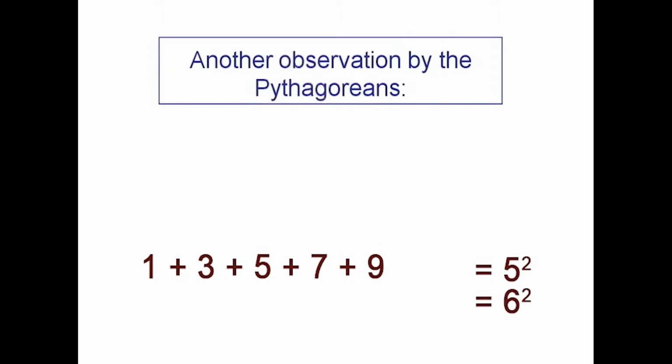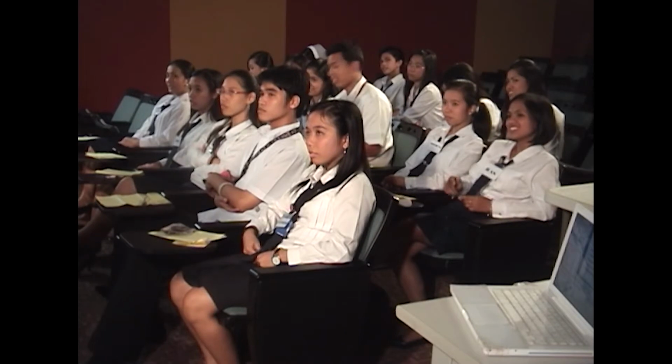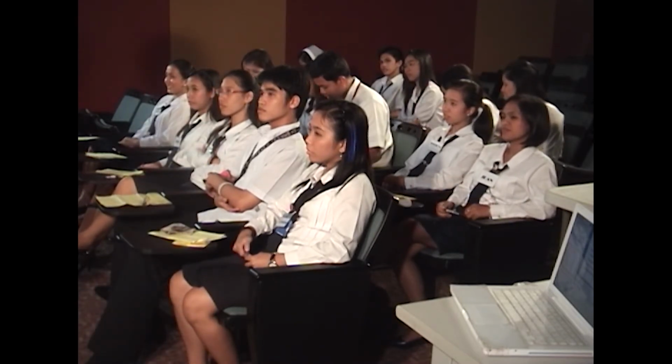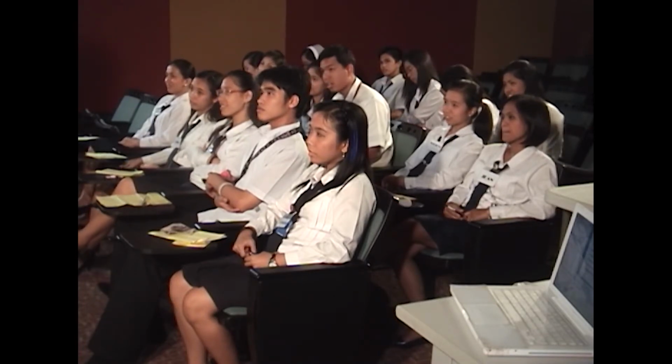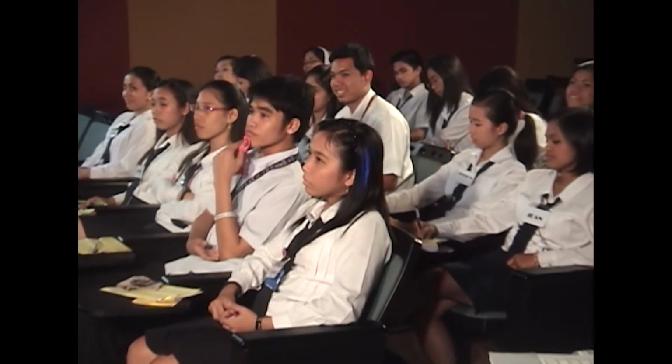6 squared is the sum of the first 6 odd positive numbers. So what is n squared? If the pattern continues, then 1 dot dot dot n consecutive odd numbers. n squared, the square of n, must be the sum of the first n consecutive odd numbers. The Pythagoreans noticed this. But is it true? At least we know it for the first 6 squares.